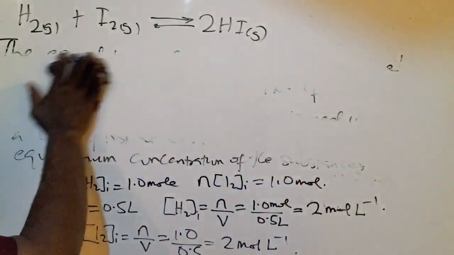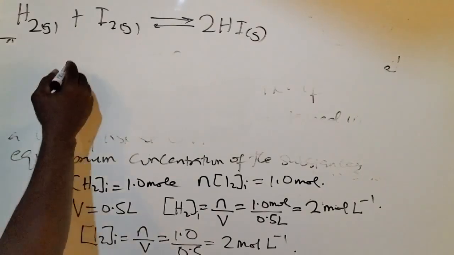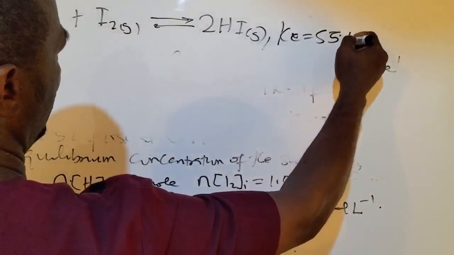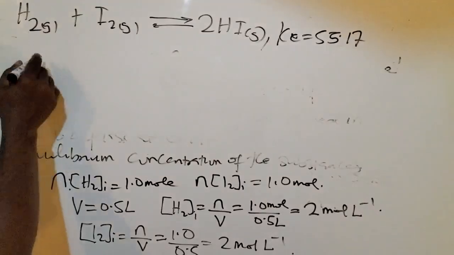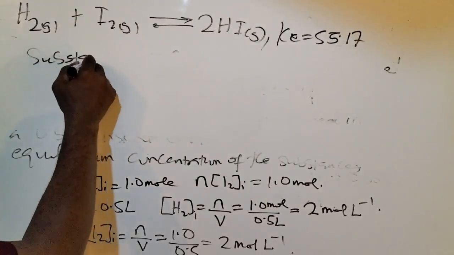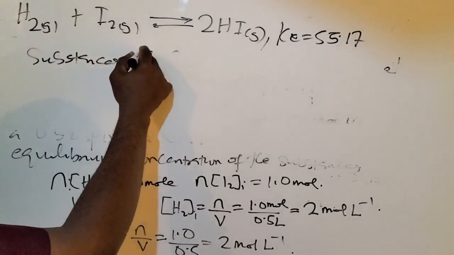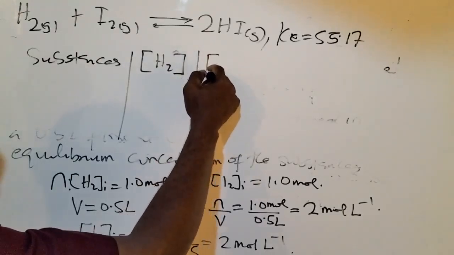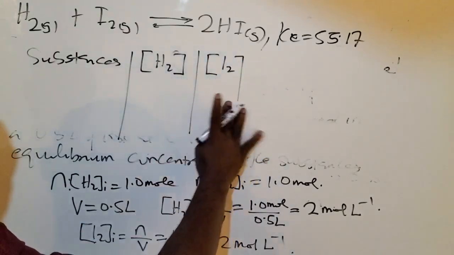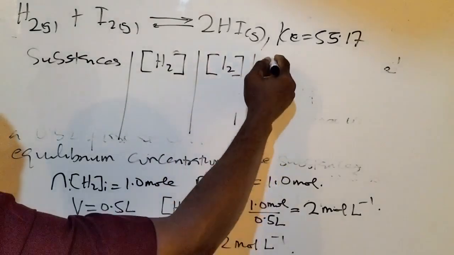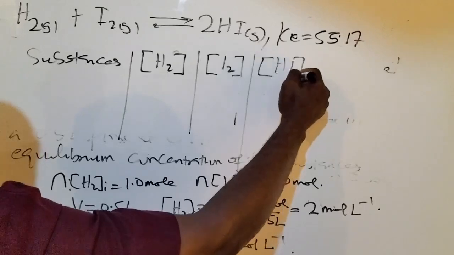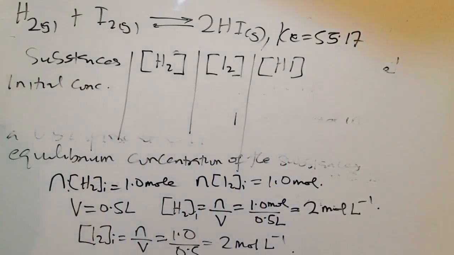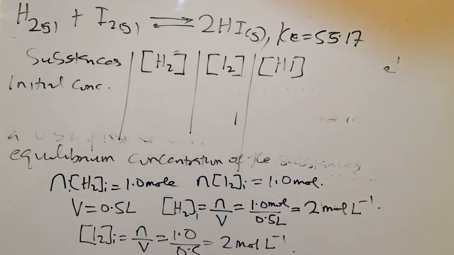So let's wipe this out. Our Kc, remember, remains 55.17. So we're going to make use of it later on. We're going to prepare a table: substances or species, the reactants, hydrogen concentration, iodine, and then hydrogen iodide concentration. We now leave the initial concentration of each of the substances.